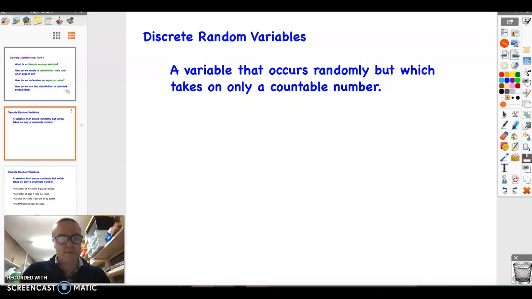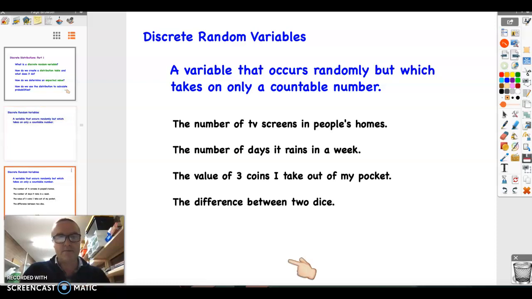So let's have a look at some examples of variables that are random and occur as countable numbers. Let's say we were thinking about the number of TV screens in a person's home. That's a discrete number. We can count those. There's nothing in between 4 and 5 screens. We don't have 4.5 screens, for example. If we were talking about the number of days on which rain occurs during a week, that would be a discrete random variable. It has a finite range of values. It could be anywhere from 0 to 7 days.